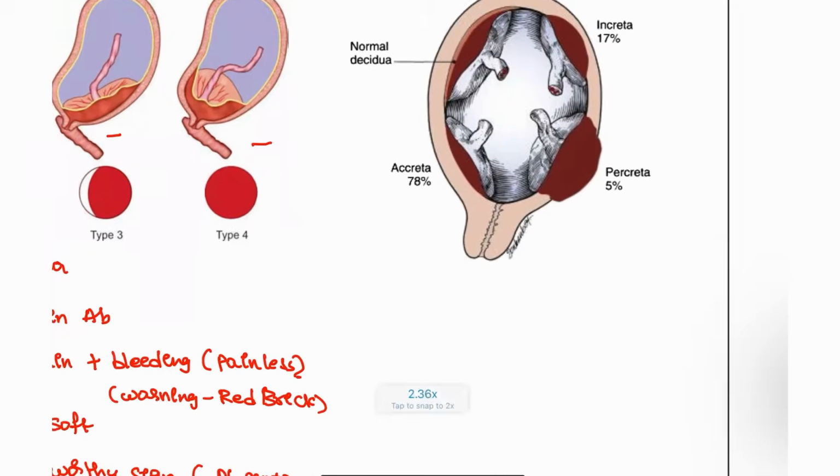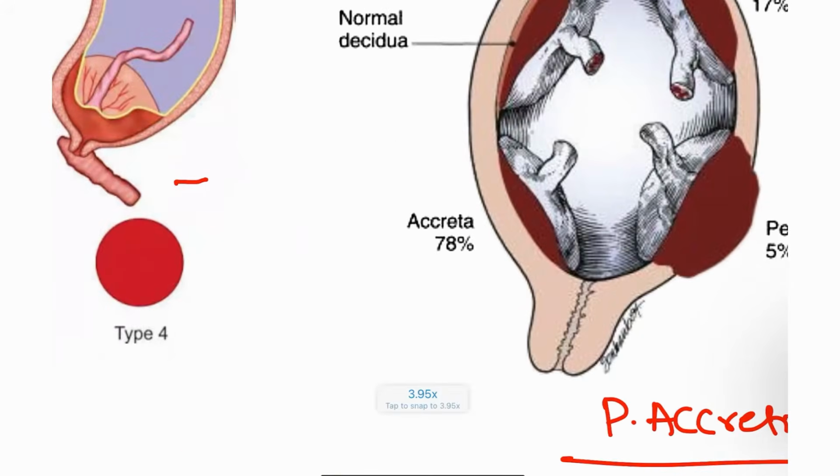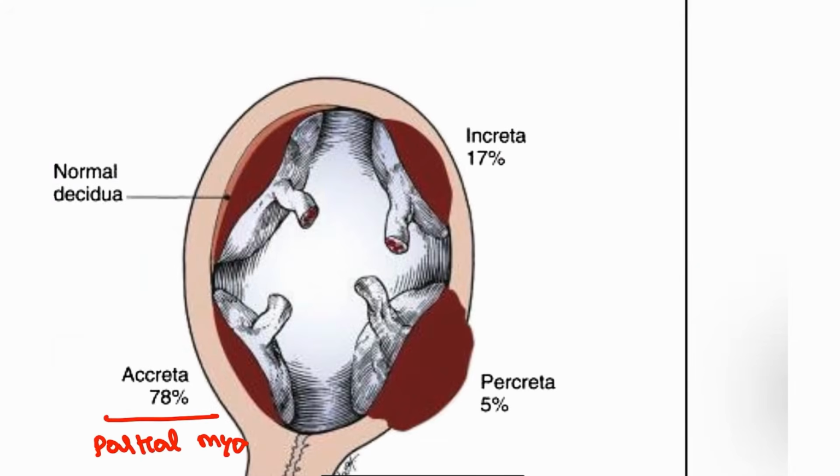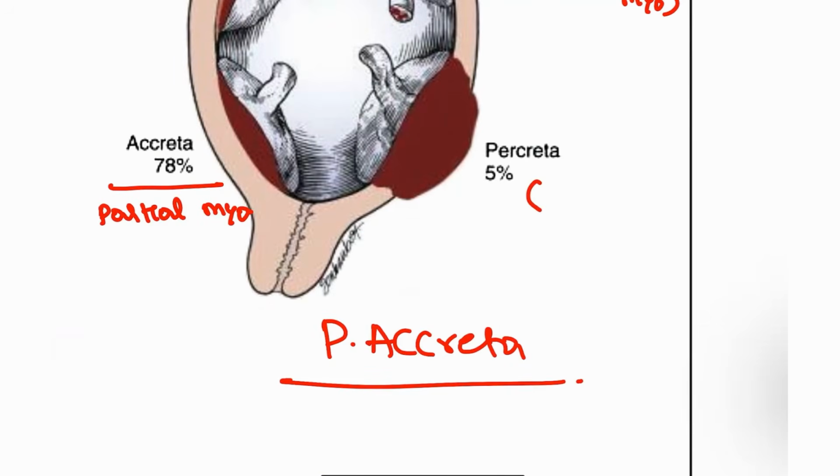Next, we are going to discuss the placenta accreta spectrum. What does placenta accreta mean? Here you can see the placenta has invaded the myometrium partially. Next, in the increta, most or complete invasion of the myometrium is seen. Next, percreta, very rare, and this is associated with other organs also, like the urinary bladder or the pouch of Douglas serosa, which is also included in the percreta.